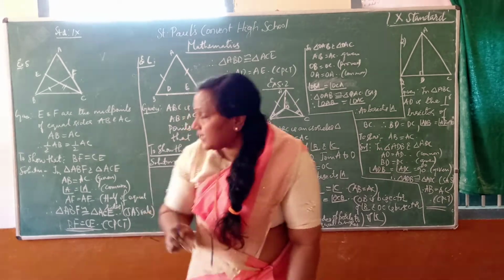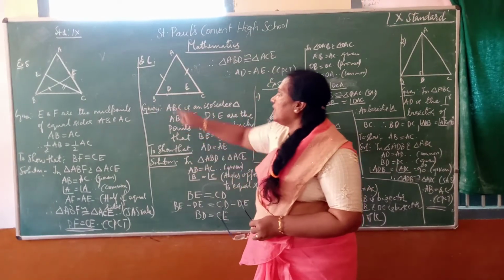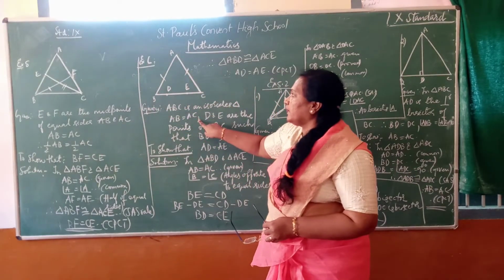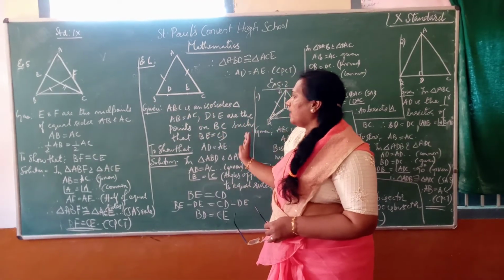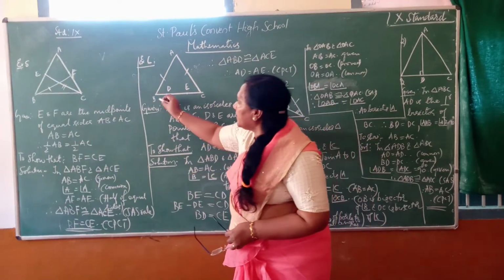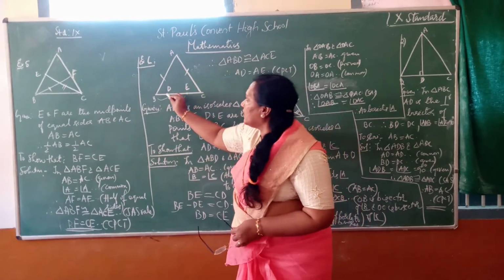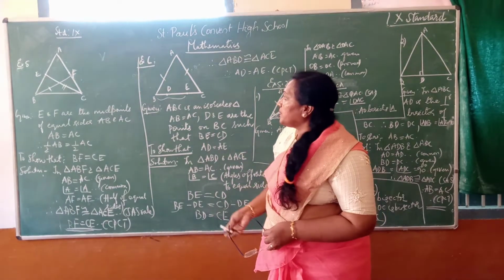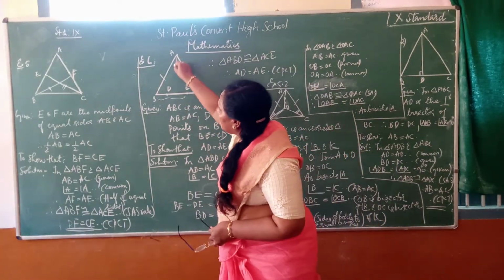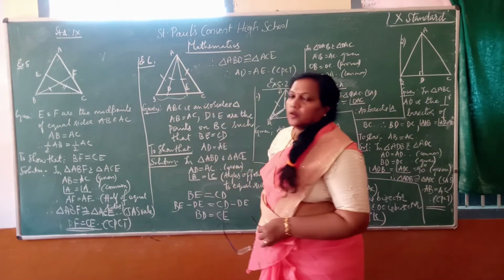In an isosceles triangle ABC, AB is equal to AC. D and E are the points on BC. This is all given, I have written that's all. And it says that BE is equal to CD. All the given I have written. What I am supposed to show is, I have to show AD is equal to AE.